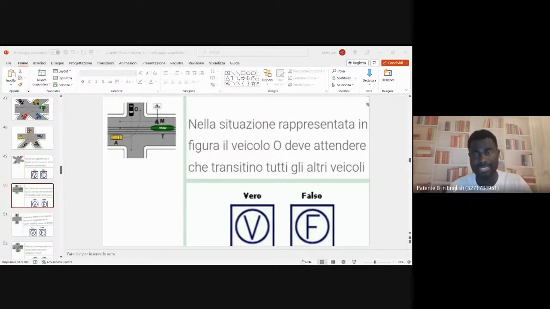So the question says that in this situation that we see in the junction, O deve attendere. When we say deve attendere, it means that O must wait until all the vehicles at the junction transit. And the answer to this question is false. So guys, how are these vehicles going to pass? We know that O must not wait till all the vehicles pass at the junction.